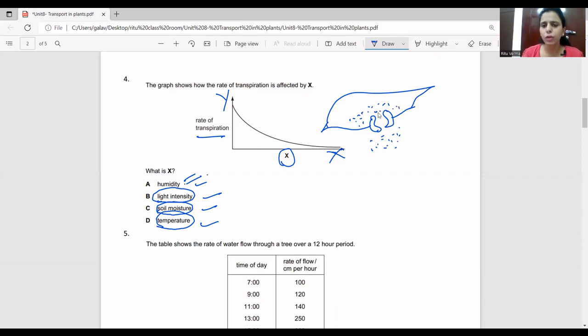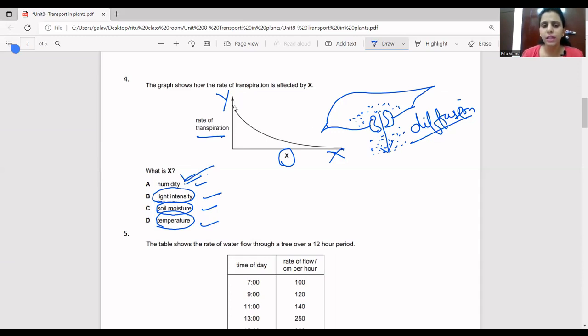Now we know that these water vapors will move out by the process of diffusion, and in diffusion, molecules always move from higher concentration to lower concentration. Because of the presence of water vapor molecules in the air, the concentration gradient between the inside of the leaf and the outside of the leaf decreases. Hence the rate of transpiration decreases, as the movement of these water molecules will be slower. So as humidity increases, the rate of transpiration decreases.